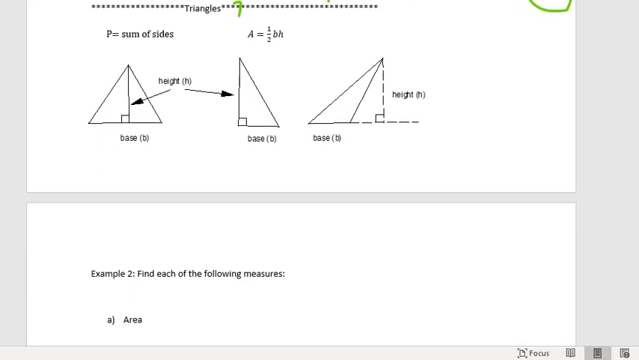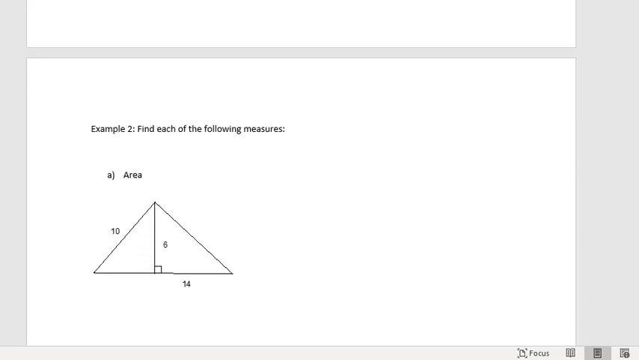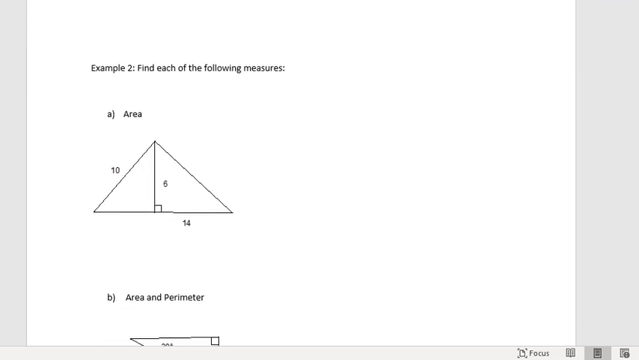All right, now triangles. Again, the perimeter is the sum of the sides. Area, we talked about this in the Zoom on Tuesday, is 1/2 the base times the height. The height has to go straight up and down. Well, not necessarily straight up and down, but it has to form a right angle with the base from one of the vertexes. All right, so let's find a couple areas and perimeters of triangles.